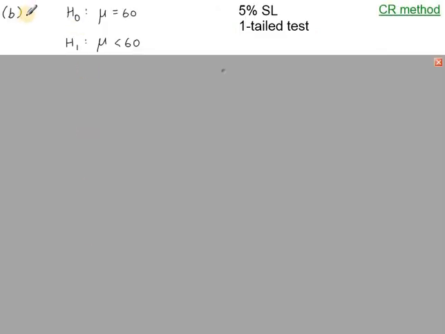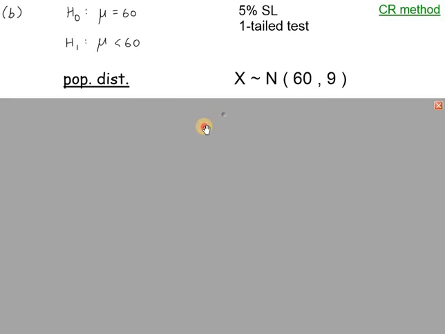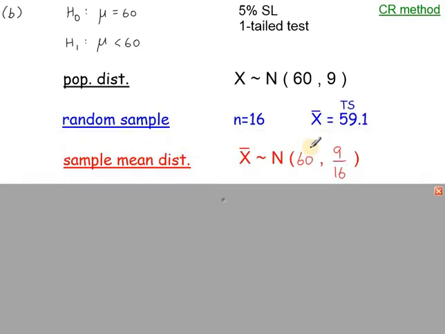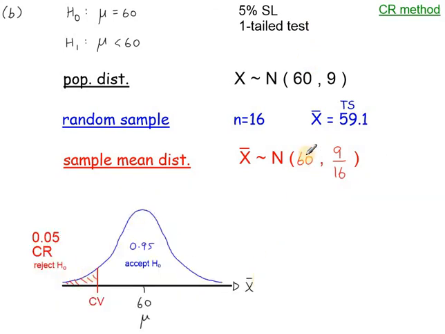Part B, so we're doing the same hypothesis test now, but we're going to use what we call the critical regions method. So it starts off the same: population distribution, random sample, distribution of the sample mean, no changes here. Mean is 60.